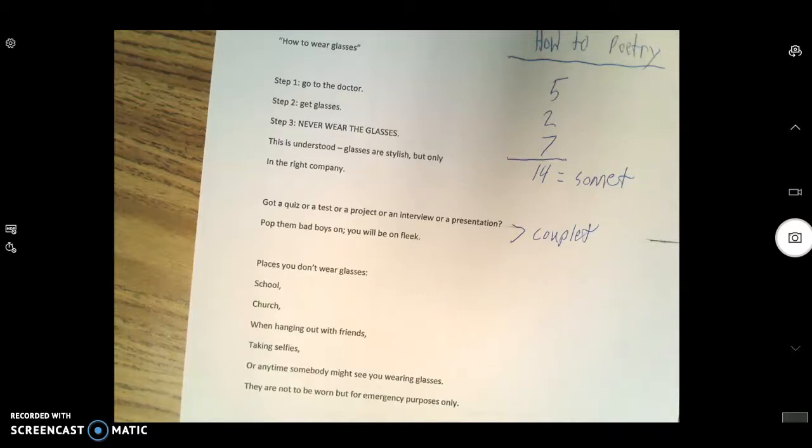I was checking to see if I was recording. I was like, crap, did I do all this and not hit the record button? Yes, it's how to wear glasses.